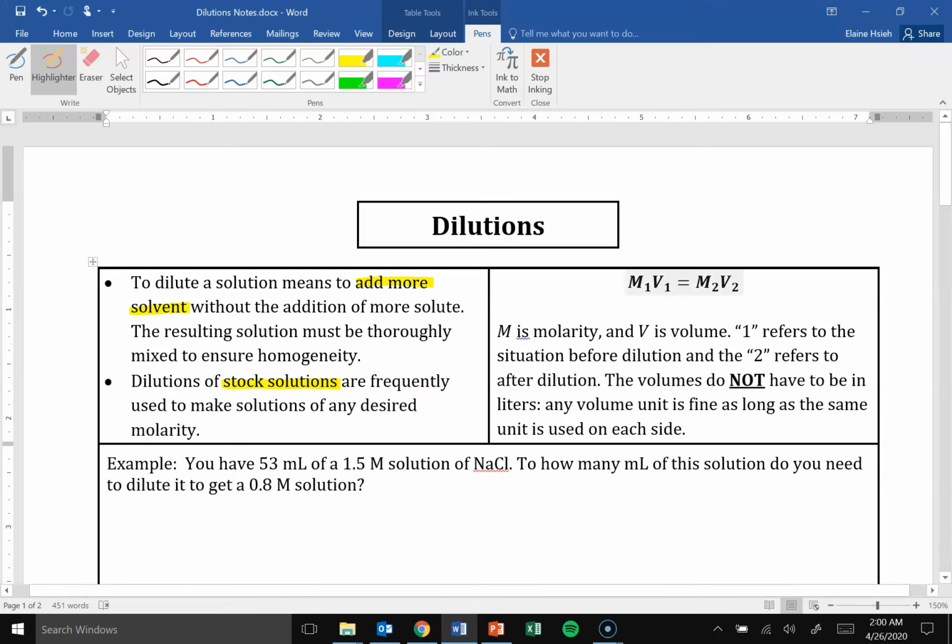Now, in order to do these dilution calculations, we're going to be using this equation. M1V1 equals M2V2. M stands for molarity, which is our usual concentration unit, and V is volume. M1 is the molarity of the solution before diluting. V1 is the volume of the solution that we will take so that we can dilute. M2 is the molarity of the solution after diluting, and V2 is the final volume of the solution after diluting.